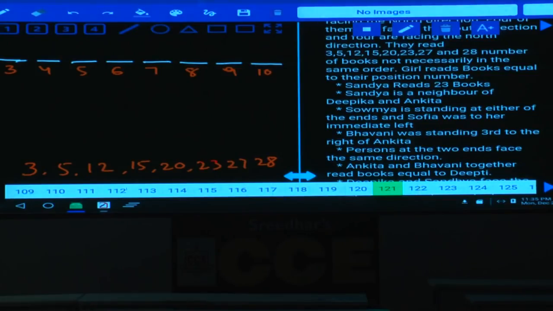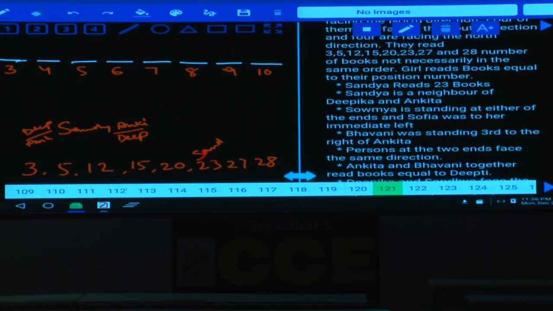The next one, Sanjay reads 23 books. Now who is this person here? Now who reads 23? Sanjay reads 23 books. Sanjay is an immediate neighbor of Deepika and Ankita. Now this Sanjay is an immediate neighbor of whom? Sanjay is an immediate neighbor of Deepika and Ankita, and similarly Ankita and Deepika.